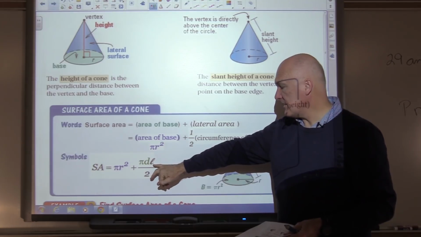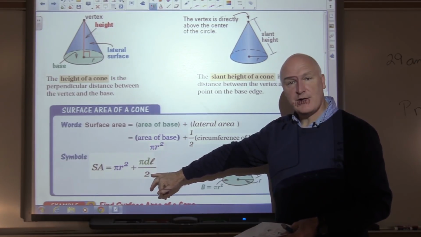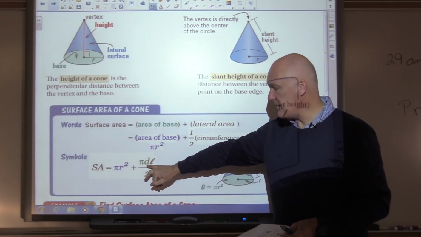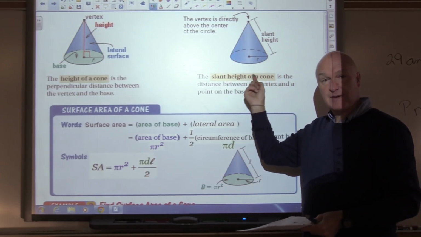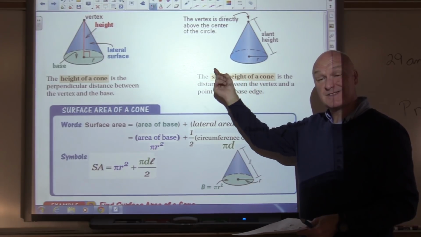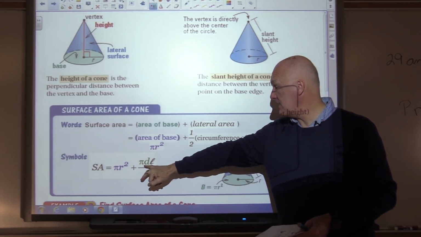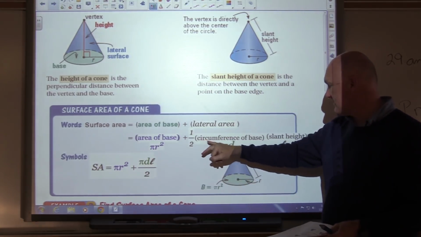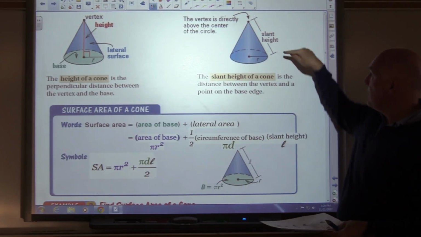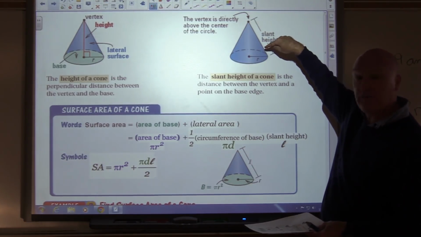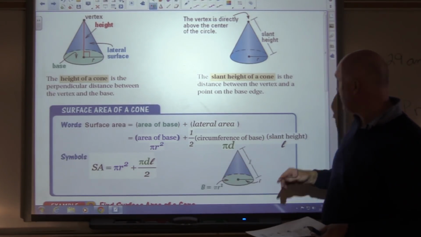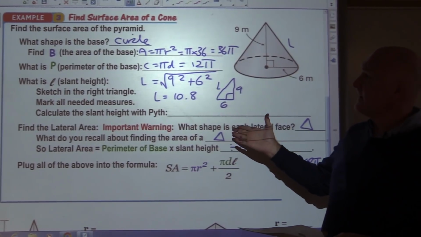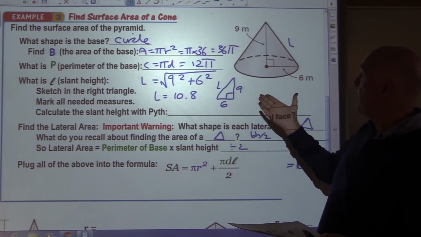Then we're going to do pi times d times L divided by 2. Again, pi times d, that is our perimeter. Remember, the special name for a circle's perimeter is circumference, and that is what pi d is. There it is, the circumference of the base, multiplied by the slant height. If you're lucky, they'll give you the slant height. If not, use Pythagoras.